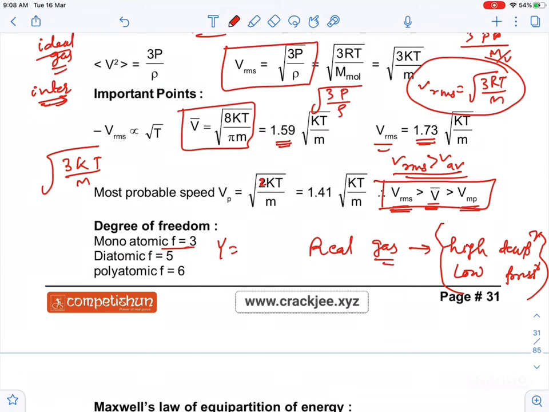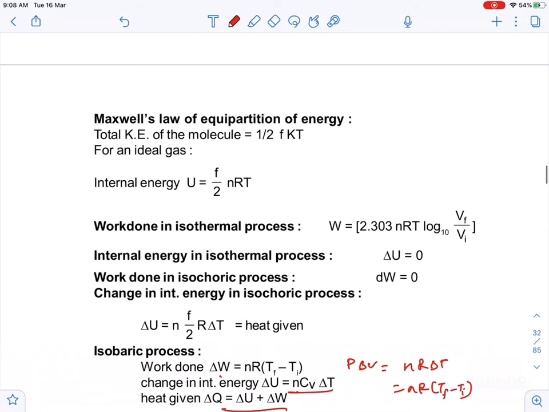Now guys, degree of freedom you have to keep in mind, and the degree of freedom and gamma relation. Gamma is the ratio of Cp by Cv, the adiabatic constant. This can be written as 1 plus 2 by f. f is degree of freedom, guys. Degree of freedom for monatomic gas is 3, for diatomic gas is 5, for triatomic gas it is 6.